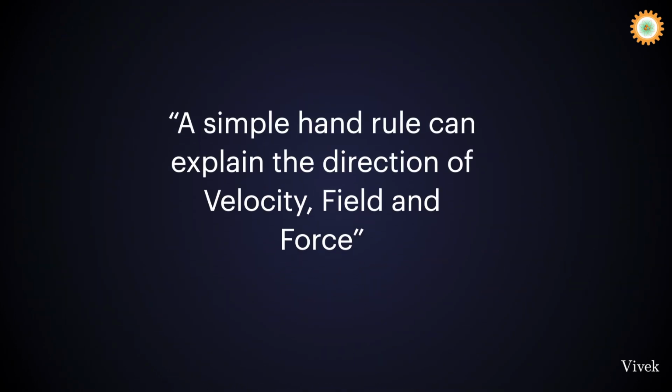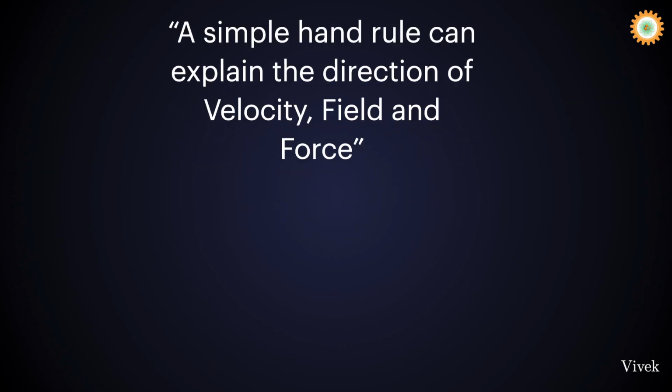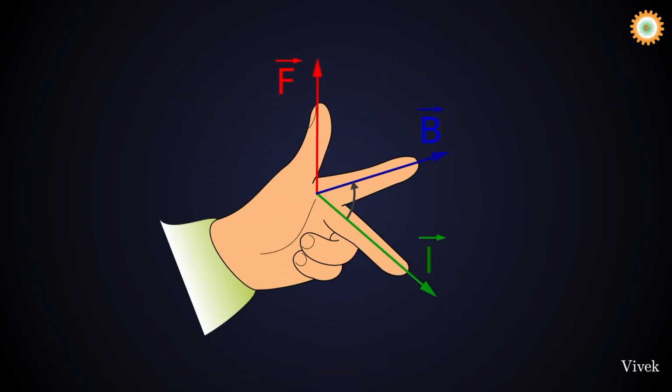It can be illustrated by a simple hand rule. In the left hand rule, the forefinger represents the direction of the magnetic field, the middle finger represents the direction of motion of the positive charge, and the thumb represents the magnetic force acting on the charge.